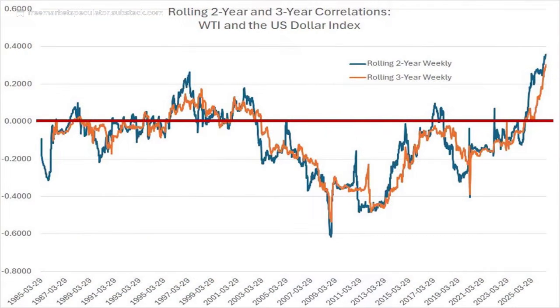So if a weak dollar is bullish for crude, we should expect a strong negative correlation. The dollar and crude move in opposite directions. To make the positive and negative correlations easier to see, I've added a thick red line on this chart at 0. So when the rolling correlations are above that line, we're looking at positive correlations, and below the red line, negative correlations. Now, three points to note on this chart.